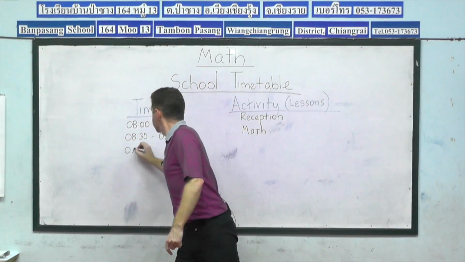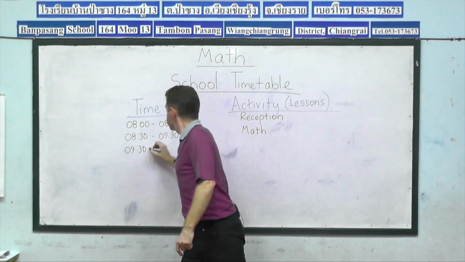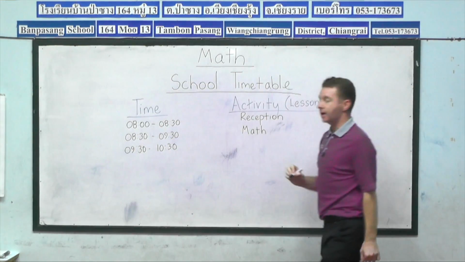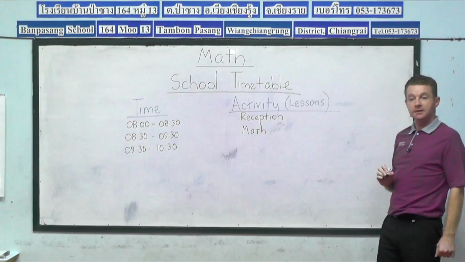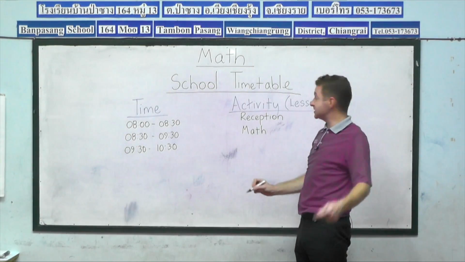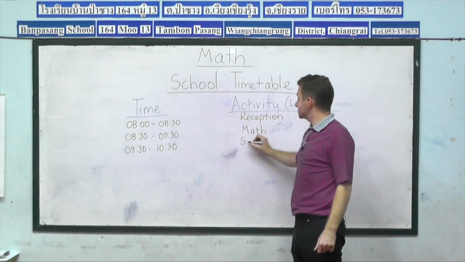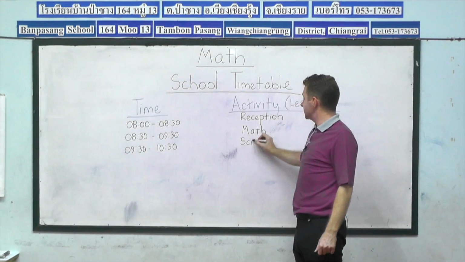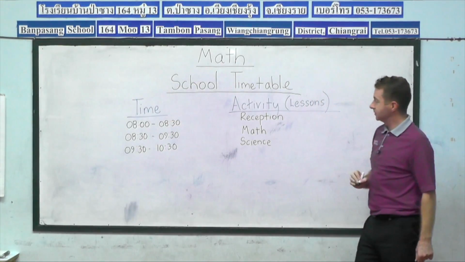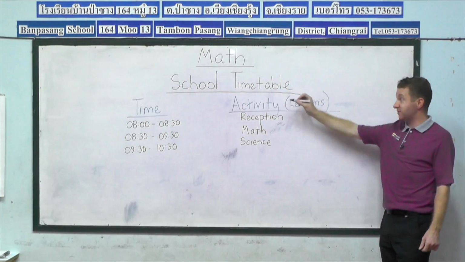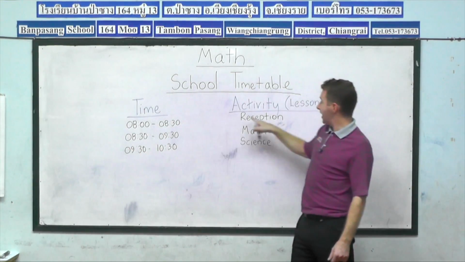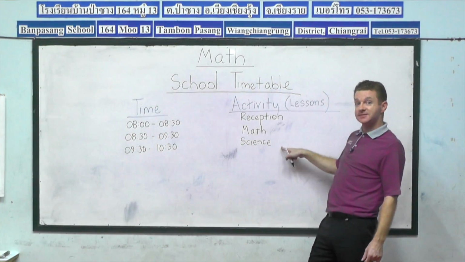What happens next? 9:30 until 10:30. And what lesson will you study then? Science. Okay. So now we have math, and then your next lesson is science. S-C-I-E-N-C-E. Okay. So you can see how the timetable is beginning to form with our times here, and then the activity or the lesson here.